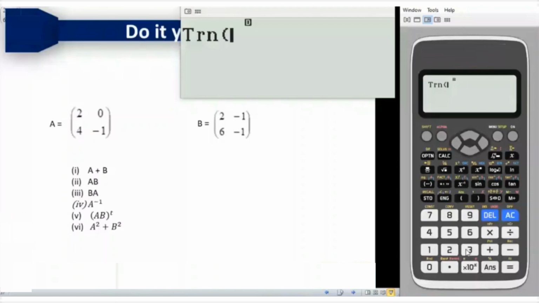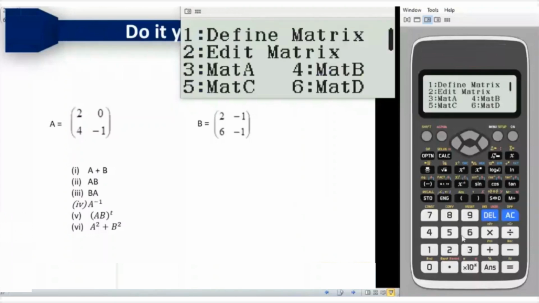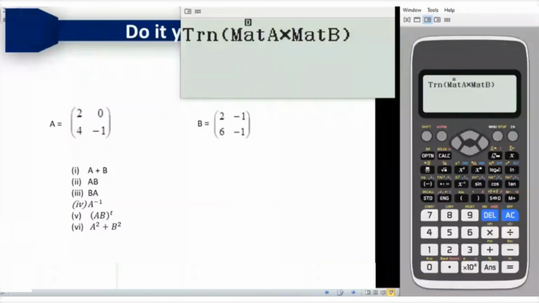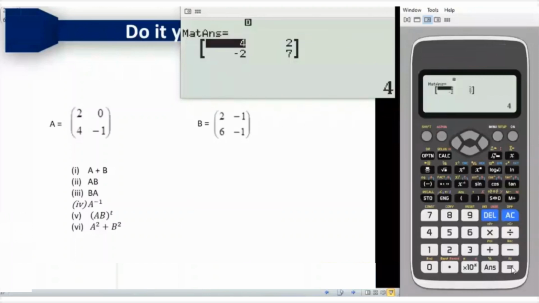Transposition of matrix A into matrix B. So option 3 into option 4, and I will close the bracket. So matrix A into matrix B, and it is this: 4, 2, minus 2, 7. 4, 2, minus 2, 7 is the transposition of matrix AB.